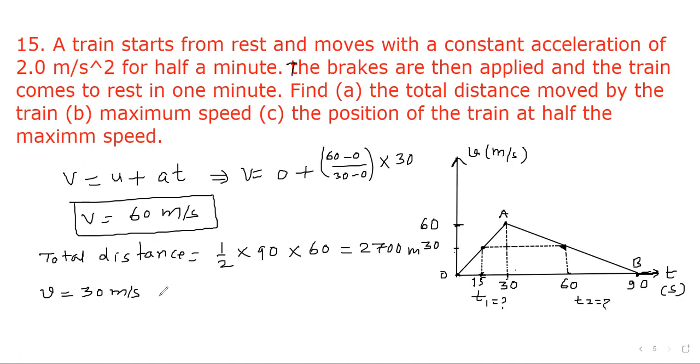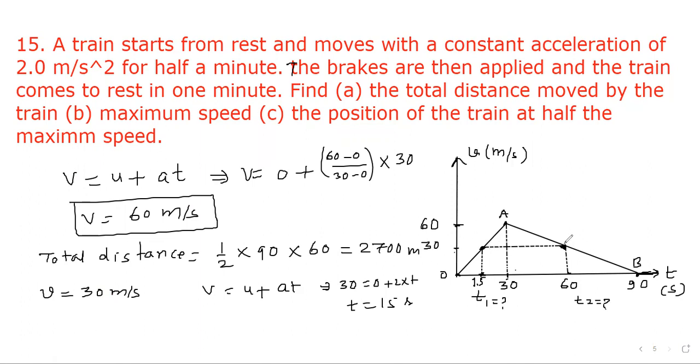So let's see how. We apply the formula V equal to U plus at. During this time, we have evaluated acceleration as 2 meters per second square. So we put the values. Speed is 30, initial speed is 0, plus 2 into t. So this gives t equal to 15 seconds. So that is why this is written here 15, and here speed becomes half, that is 30 meters per second.